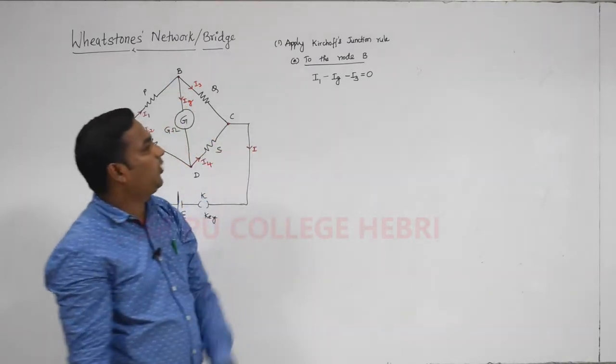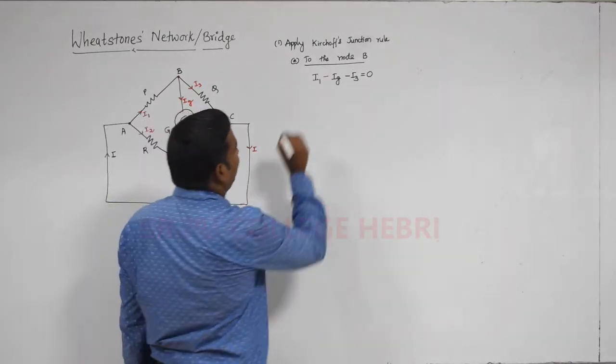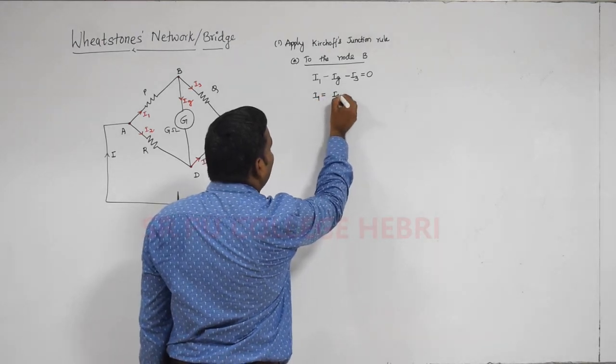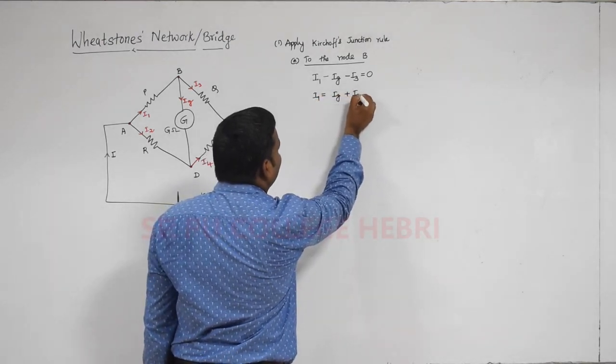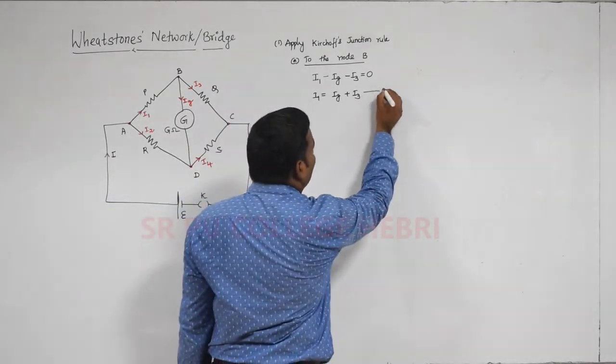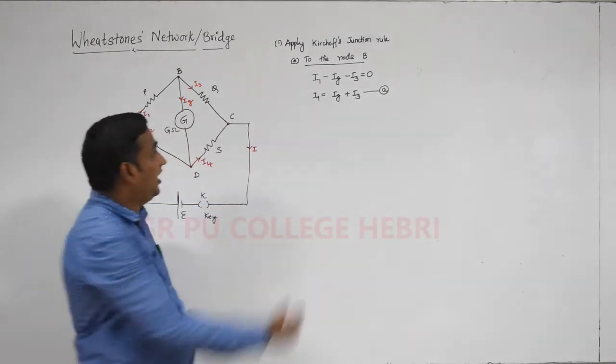Here we got I1 minus IG minus I3 is equal to 0. On simplification we got I1 is equal to IG plus I3. I call this one as equation A.